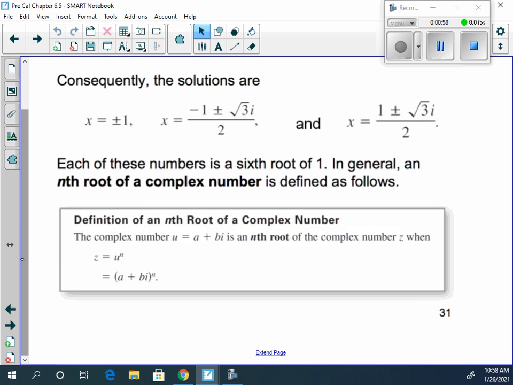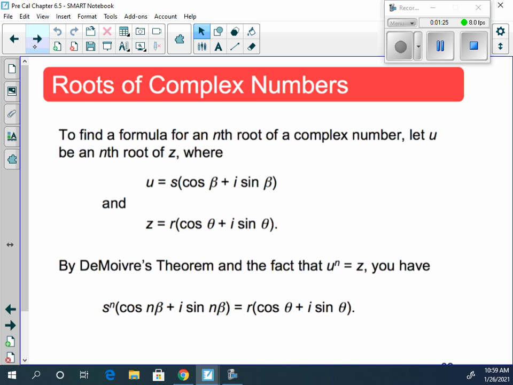Now the complex number u equals a plus bi is the nth root of the complex number z when z is equal to u to the n, which is equal to (a plus bi) to the n. And this, by definition, is the nth root of a complex number.